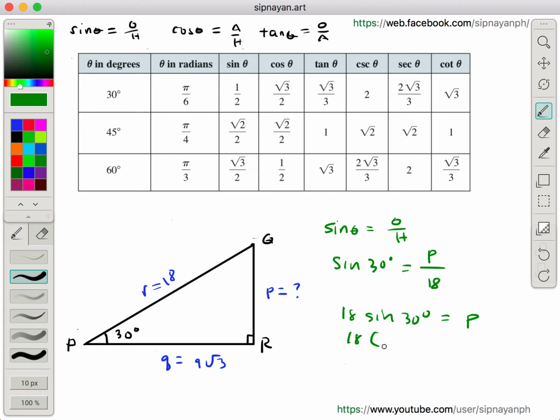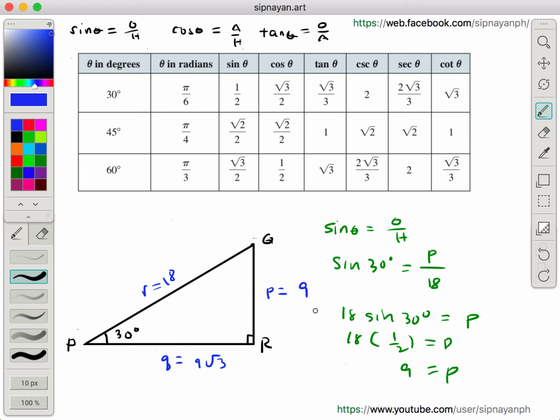And 18, ano ang sine 30 degrees? 18 times 1/2 equals to P, meaning P is equal to 9. So, meron na rin tayong value ng P. This is 9.